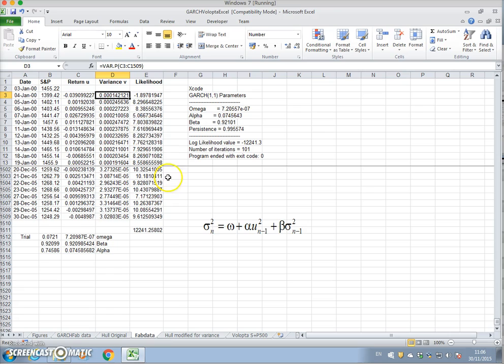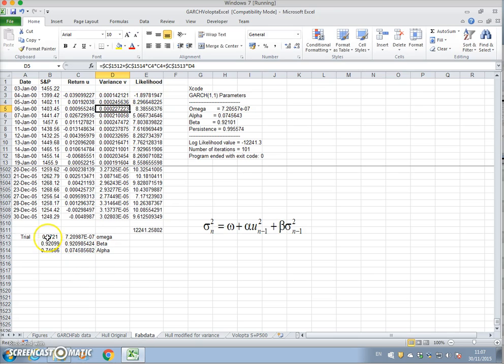So this relationship starts out, the first observation here is the variance, but then the second cell, if we double click, is again the same type of setup, but we use this cell here, which is the population variance of that column. So with the omega, we have the alpha times the return squared. The return is given here as C3 by C3, so that's the return squared. And then we have beta times D3, and D3 is the variance here.